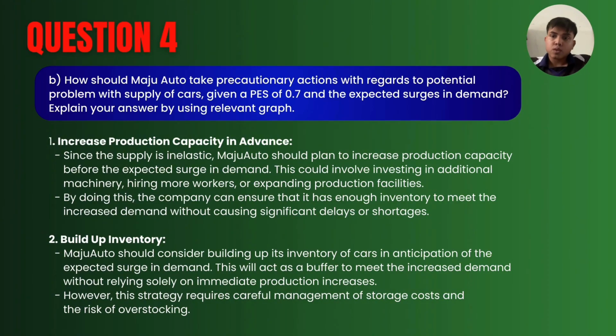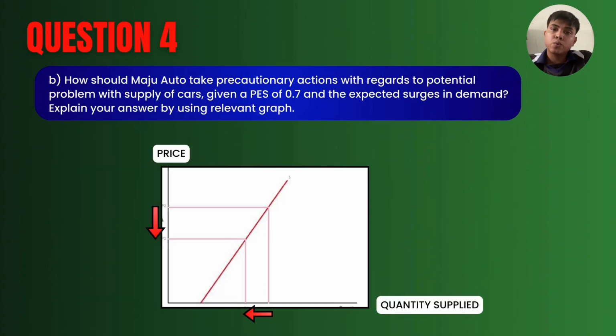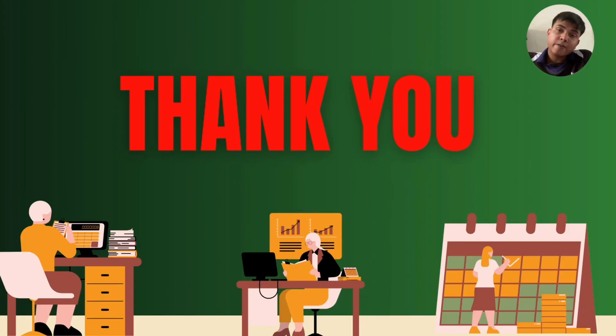Okay, so we go to the graph. To visualize this, let's look at the supply curve. Since Maju Auto's supply is inelastic, the curve is relatively steep. This means that even if price increases significantly, the quantity supplied does not increase as much. That's all for me. Thank you.